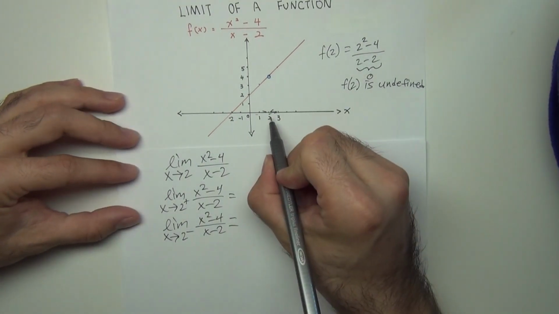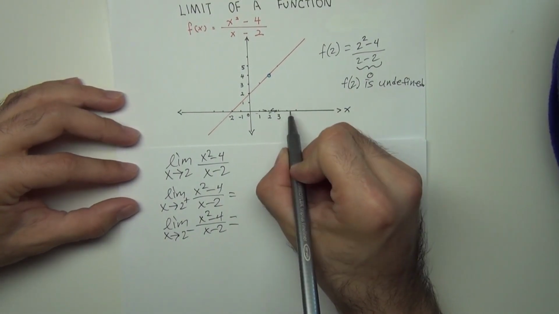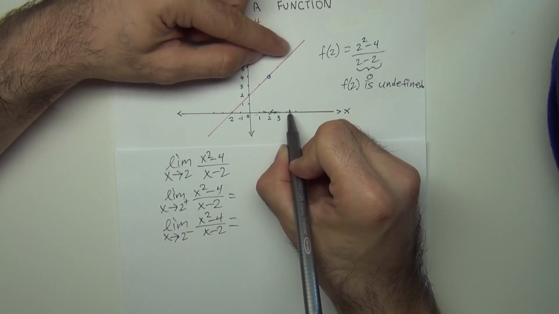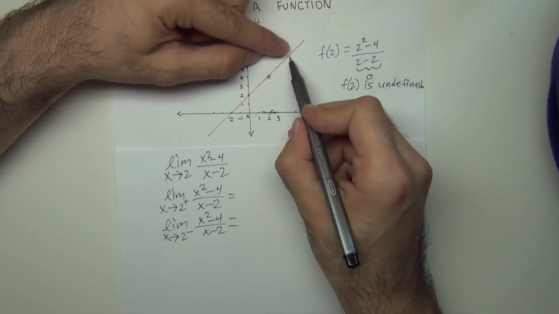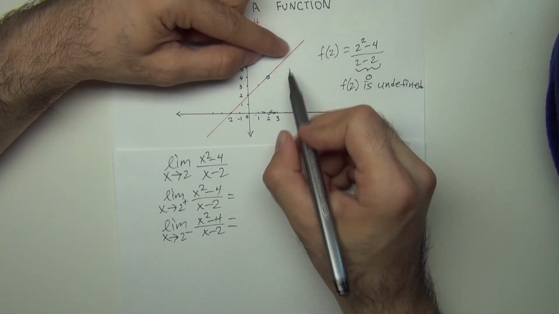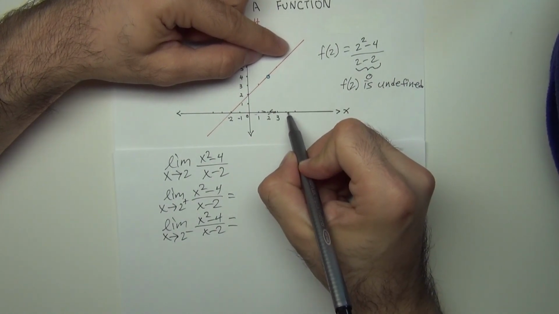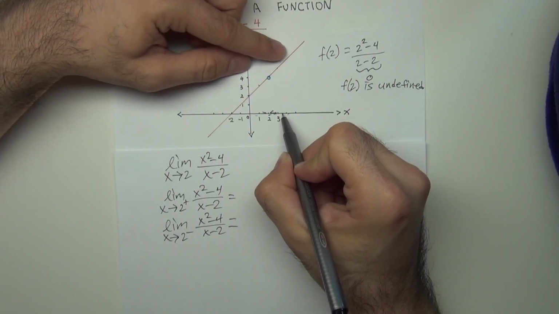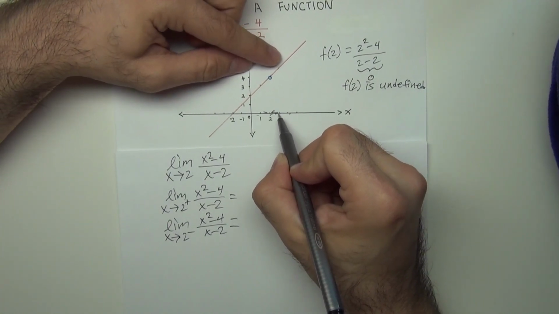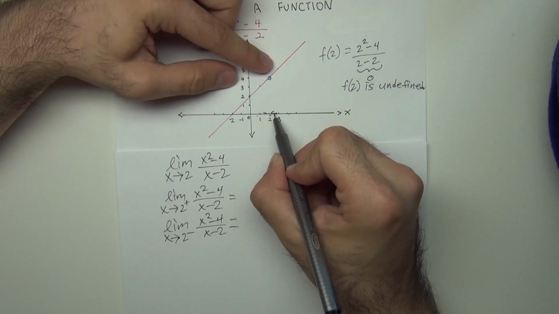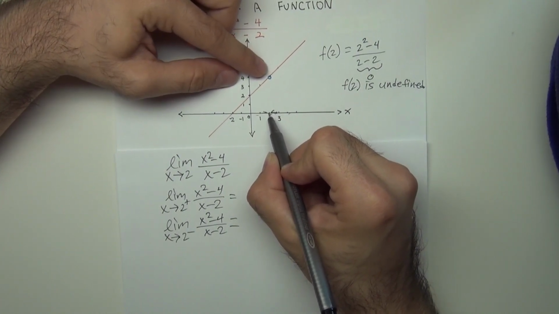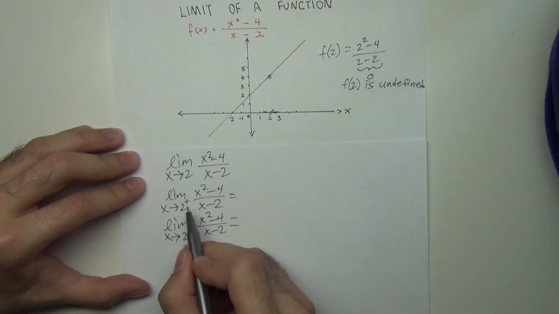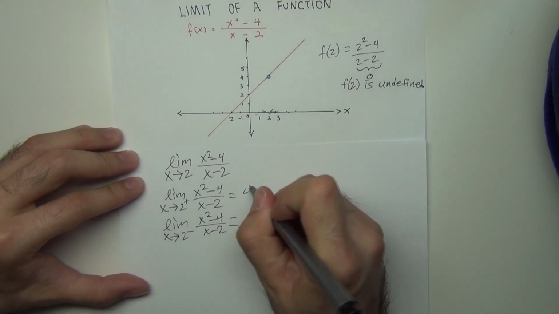If we choose some number to the right of x equals 2, say here, we can find the corresponding f of x value. So here's the value of f of x for our chosen x. As we approach 2, we can see that our function starts to decrease. And as we do that, our function approaches, it looks to be, 4. So the limit as x approaches 2 from the right is 4.